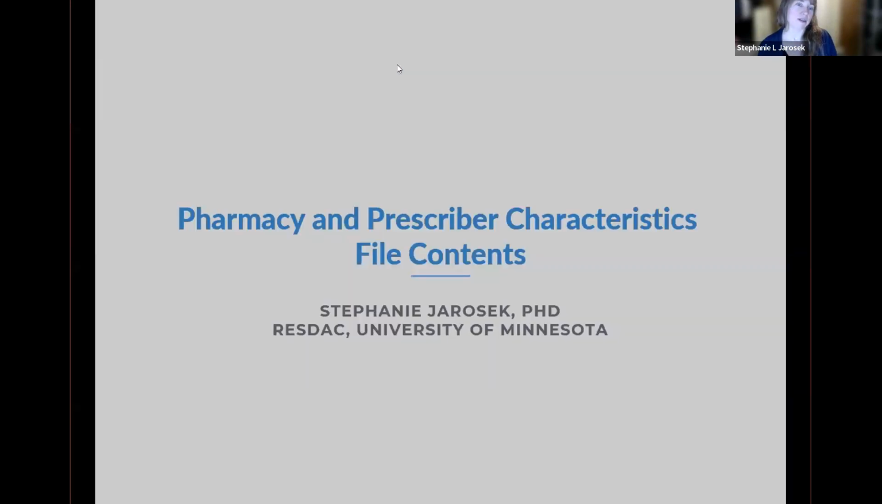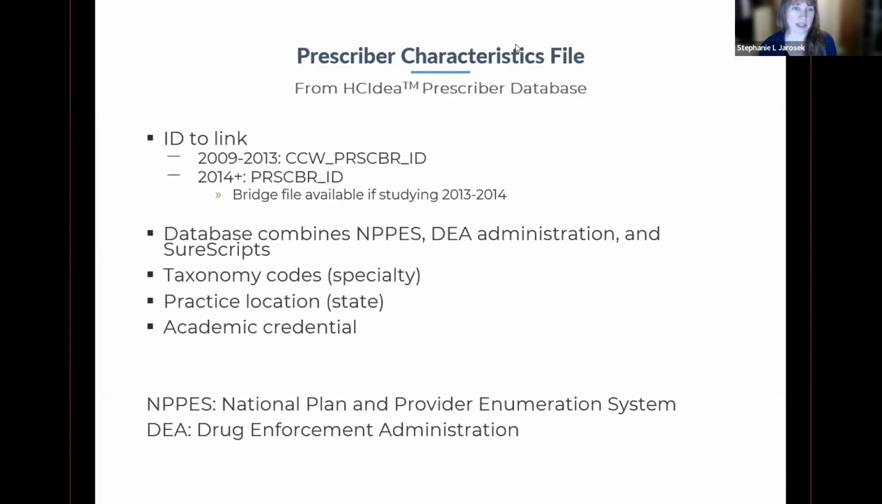We're moving now from the PDE file itself to files that you can link to the PDE if you have the identifiers. One is the prescriber characteristics file. This is from the HIC-IDEA prescriber database. The ID that you would use to link depends on the year of data that you have. From 2009 to 2013, there was a CCW prescriber ID.